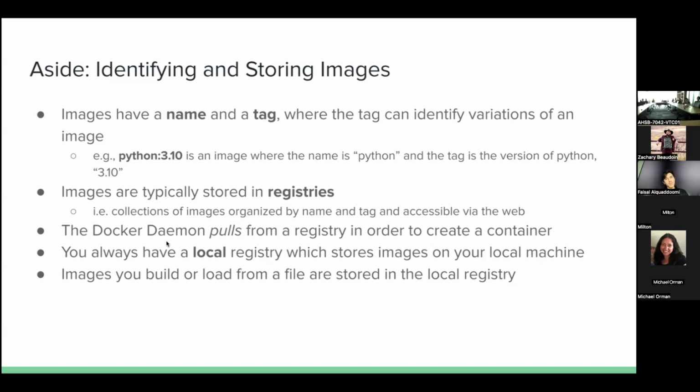The Docker daemon pulls from registries in order to download images and then to create containers. And you always have a local registry that, whenever you pull, the image actually ends up in. The local registry is kind of like a cache of images. And when you build an image, it's also stored in that local registry. As a pre-step, when you pull, it's stored in the local registry, and then the local registry is actually used to construct the container.